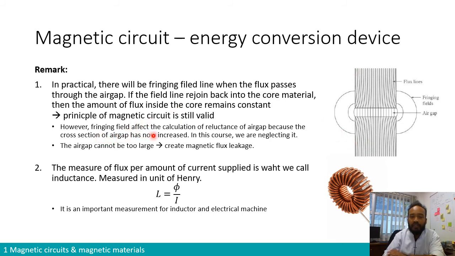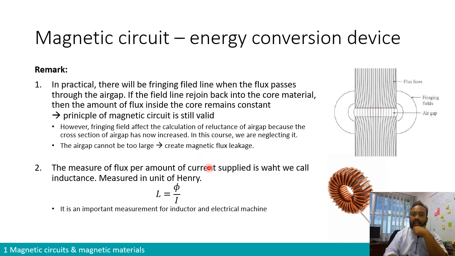However, if the fringing field is large, it can affect the calculation of reluctance, because as I mentioned just now, the air gap area could be much larger. So that means that when we create an electrical machine, the air gap cannot be too large. It needs to be as small as possible so that no magnetic flux leakage is created.